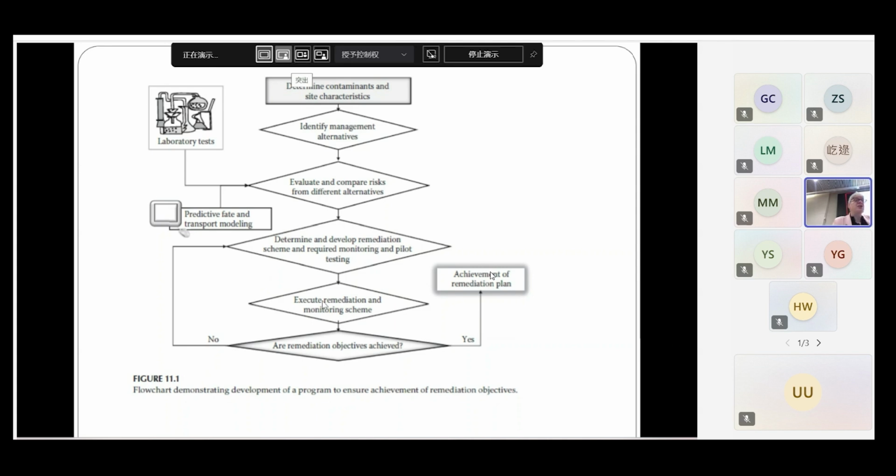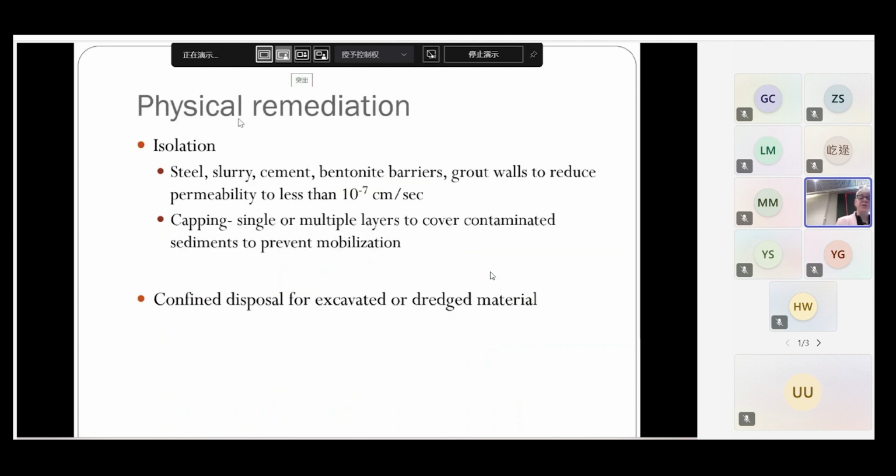And so once you eventually get your remediation, you achieve your clean soil. So as I mentioned, you could do physical. So the isolation basically is just a kind of a stopgap method. As we've mentioned before, basically you're just isolating it. You're not really doing anything. But what you could do is do the isolation and then excavate it and bring the soil somewhere else eventually.